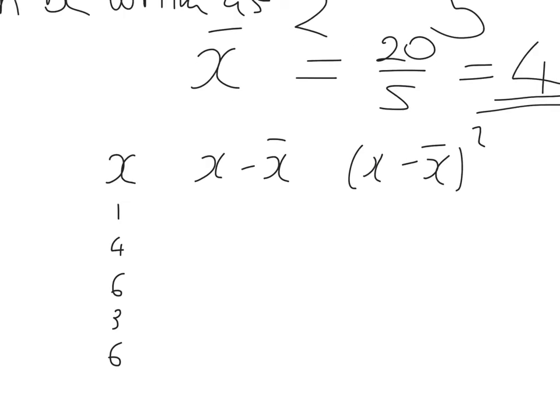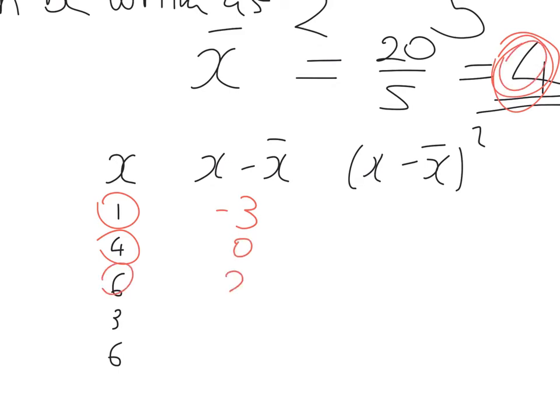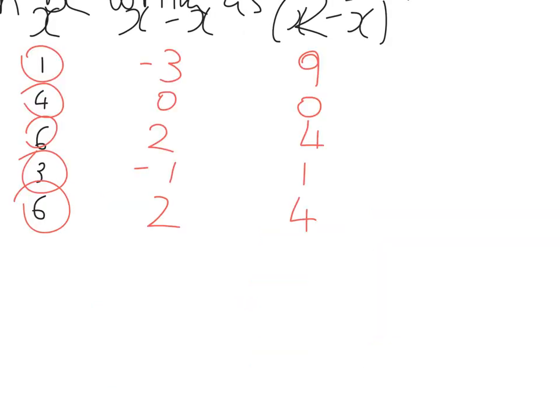So set up our standard deviation table. So the numbers in the sample down the left hand column, 1, 4, 6, 3, 6. So x minus x bar, 1 take away 4 is minus 3, 4 take away 4 is 0, 6 take away 4 is 2, 3 take away 4 is minus 1, and 6 take away 4 is 2. We then square all of those. Minus 3 squared is positive 9, 0 squared is 0, 2 squared is 4, minus 1 squared is 1, and 2 squared is 4. And then total up the third column.